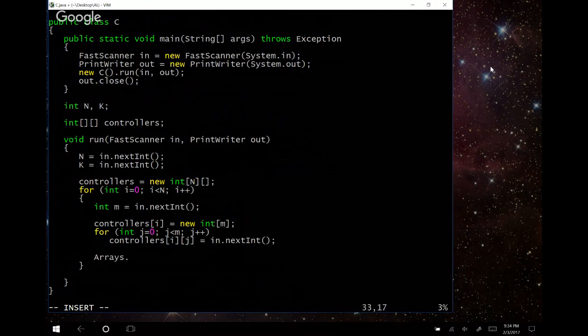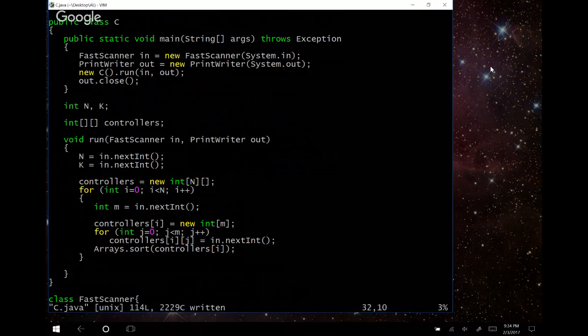Okay, so the first thing I'm going to do here is sort each of these, because they don't guarantee that the controller costs are size K. And I'll start talking optimizations. Actually, once I get the baseline working, I'll start talking optimizations. Okay, so that's my controller.